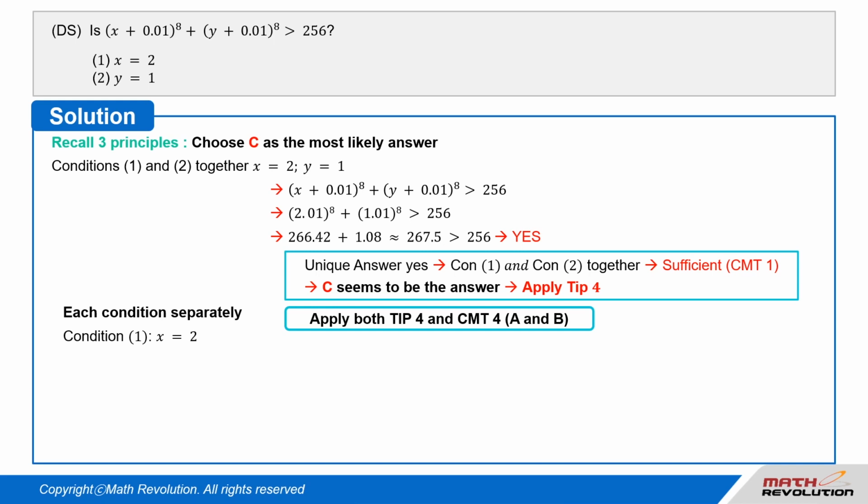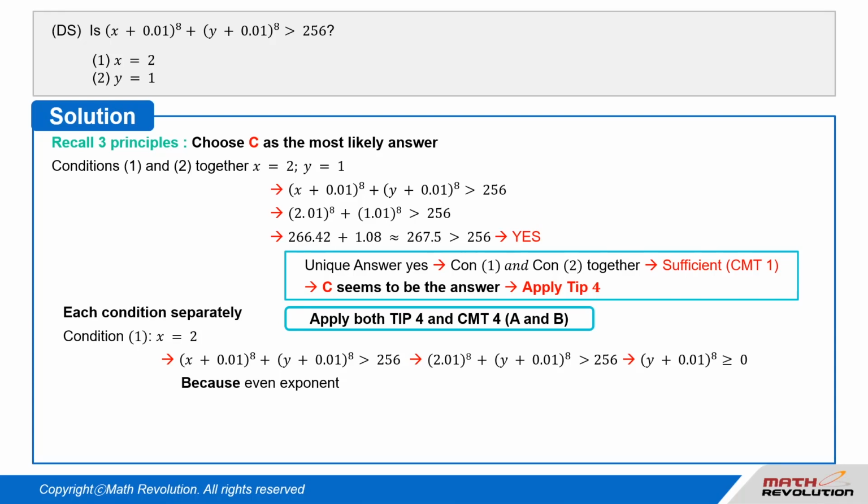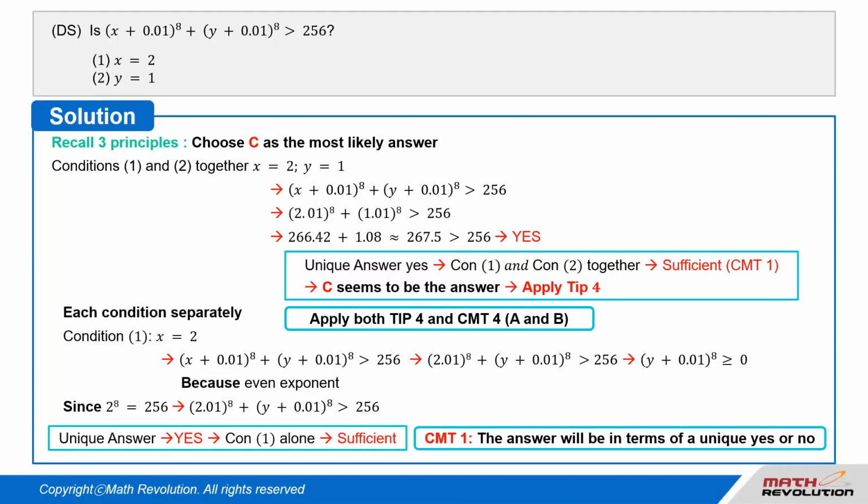Condition 1 tells us that x equals 2. If we plug this in, we get 2.01^8 + (y + 0.01)^8 > 256. (y + 0.01)^8 is always greater than or equal to 0, because it has an even exponent. Since 2 to the 8th power is 256, 2.01^8 + (y + 0.01)^8 is always greater than 256. So we get a unique answer of yes, and this condition is sufficient by CMT1, which means that the answer should be in terms of a unique yes or no.